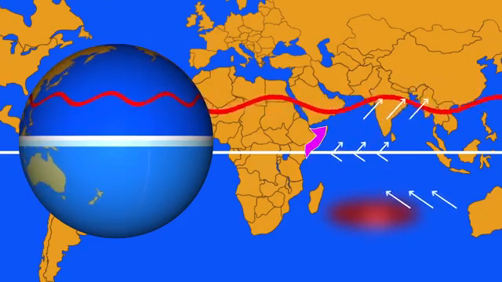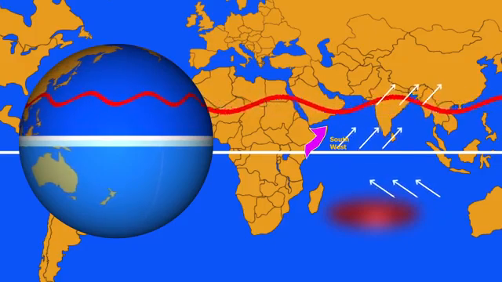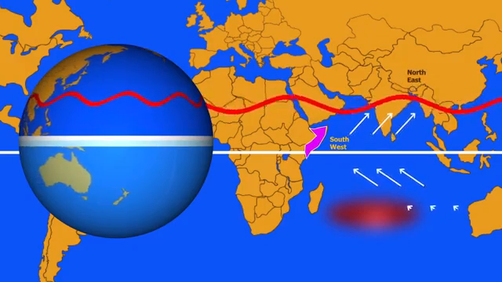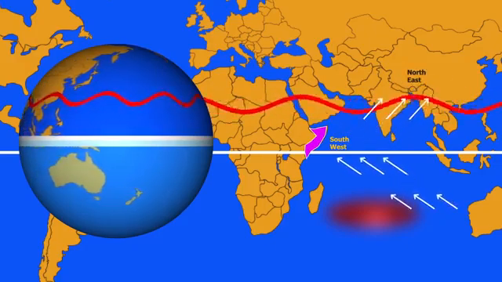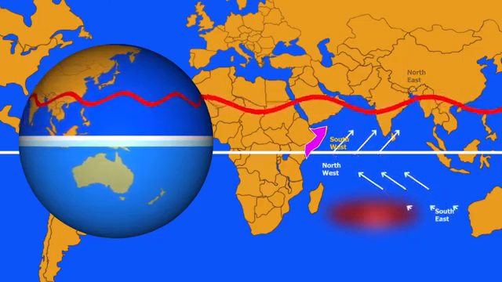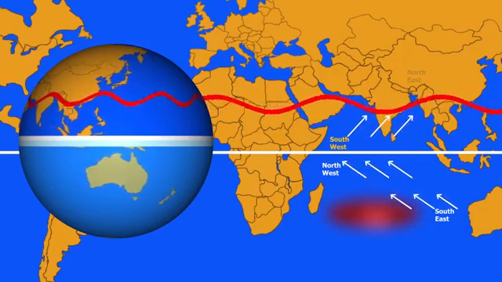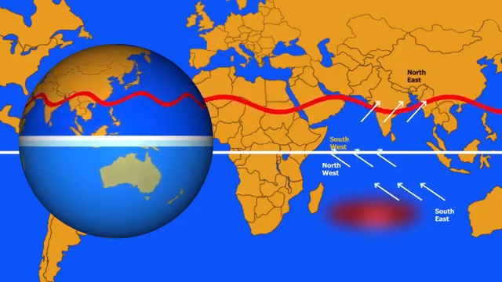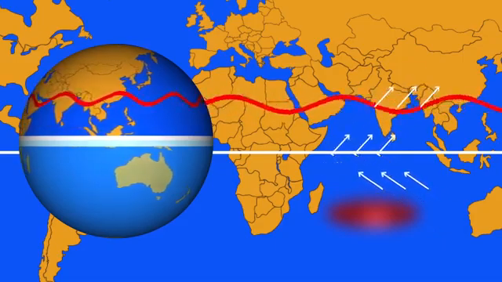The winds now start moving from southwest to northeast. So, initially the winds were blowing from southeast to northwest in the southern hemisphere. Now the wind starts blowing from southwest to northeast in the northern hemisphere.